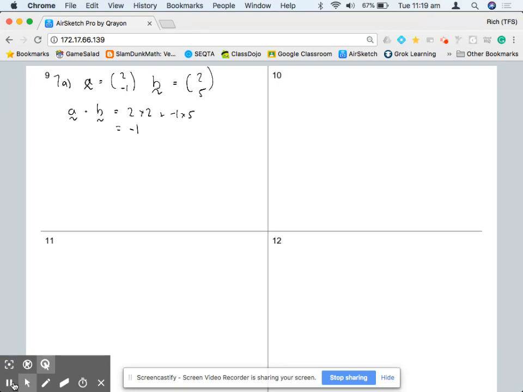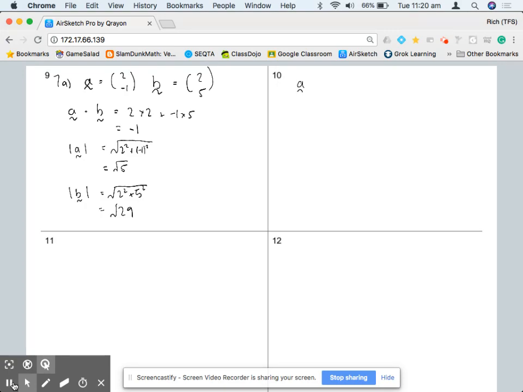Then I'm going to work out the magnitude of each vector. The magnitude of a is equal to the square root of 2 squared plus negative 1 squared, which is the square root of 5. And the magnitude of b is equal to the square root of 2 squared plus 5 squared. 2 squared is 4, 5 squared is 25, so it's the square root of 29. I try to keep things as exact as possible when solving problems, so I don't reach for my calculator until the very last moment if I can help it.